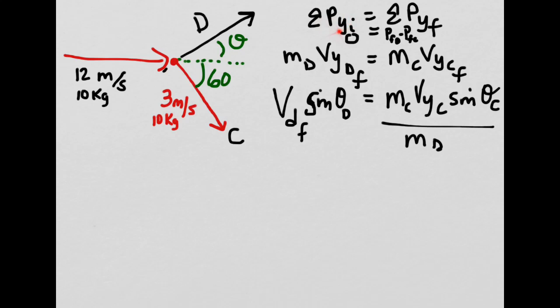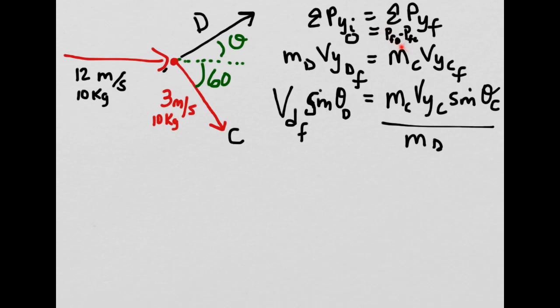final. Initially we have no y momentum. One object is all horizontal, the other object is stationary. No y momentum initially. That means in the end we have to have 0. And that makes sense because the momentum of D minus the momentum of C is going to sum to 0.